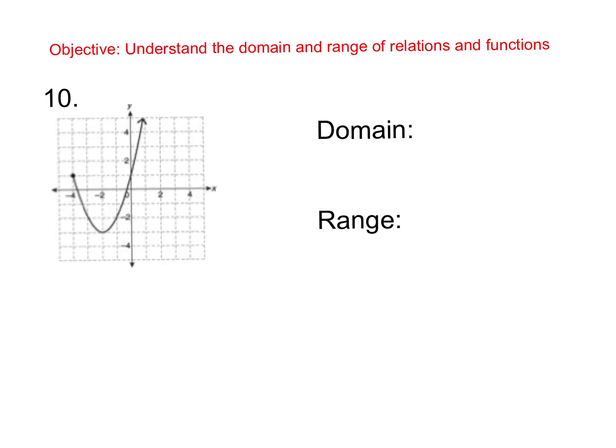All right, pause and try it. All right, farthest left is -4. So it's -4, comma. Farthest to the right is an arrow. What's an arrow again? That's your infinity. Range, what's the lowest point on this graph? Lowest point is right here, that's our -3. The highest point, again, is an arrow going up forever.